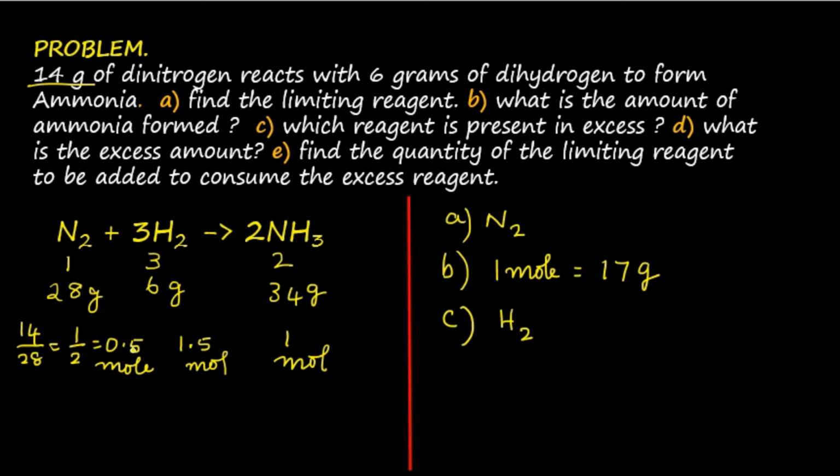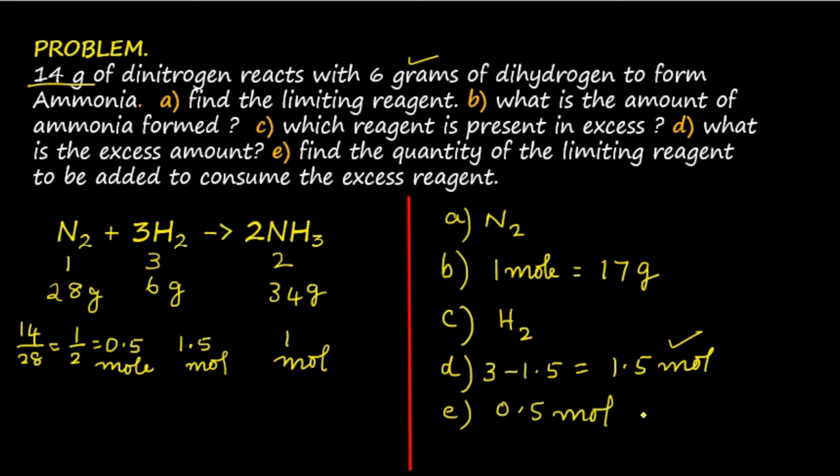The system contains 3 moles of hydrogen. Only 1.5 mole is consumed. So the amount of hydrogen present in excess will be 3 minus 1.5 equal to 1.5 mole. Find the quantity of limiting reagent to be added to consume the excess reagent. In order to consume the excess amount of 1.5 moles of hydrogen in the system, an excess amount of 0.5 mole of nitrogen will have to be added.